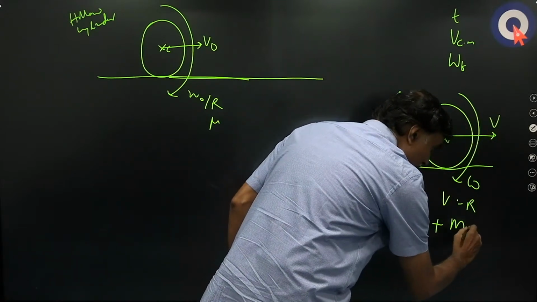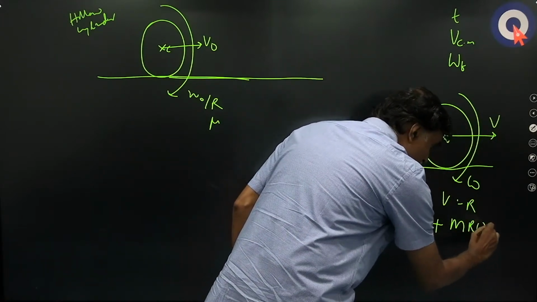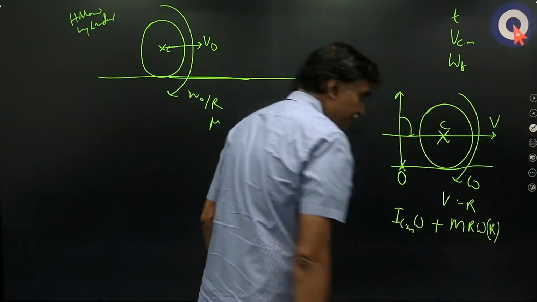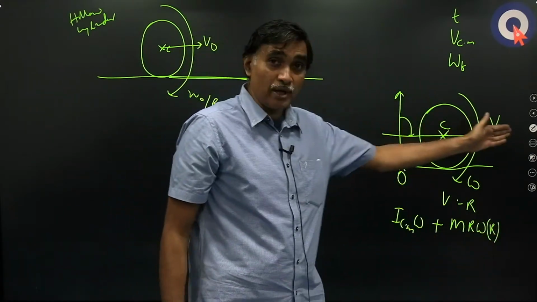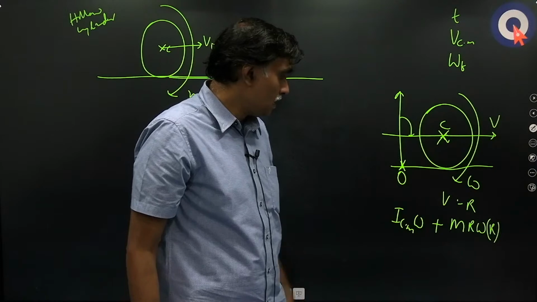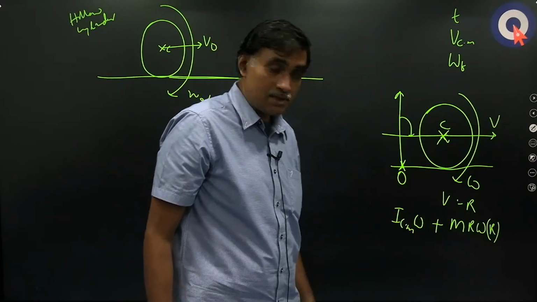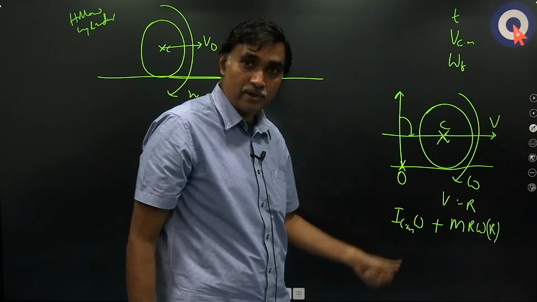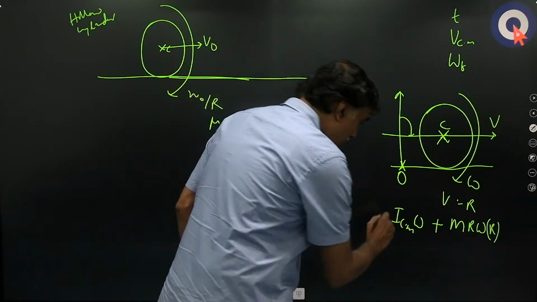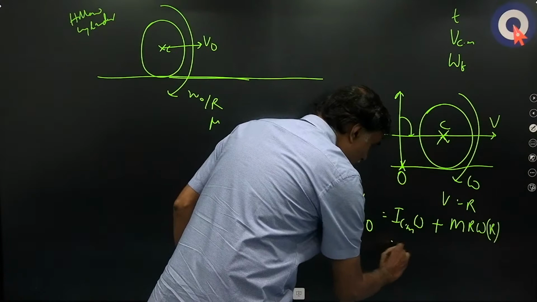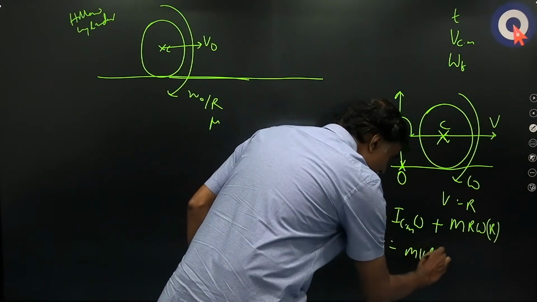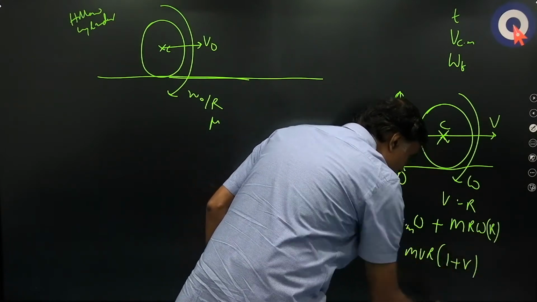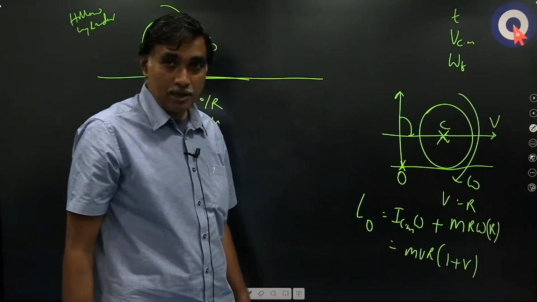So M into R omega into R. VCM is R omega or V. So MVR, this is MVR and this is I omega. What is ICM? Gamma MR square if I write. Then what is angular momentum about O? It is MVR into 1 plus gamma. This if you can remember directly we can use.